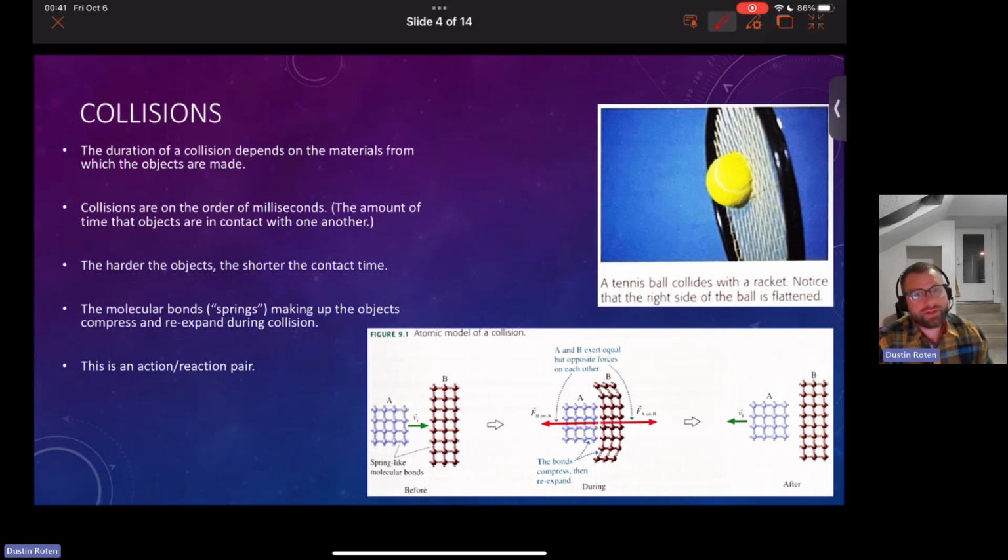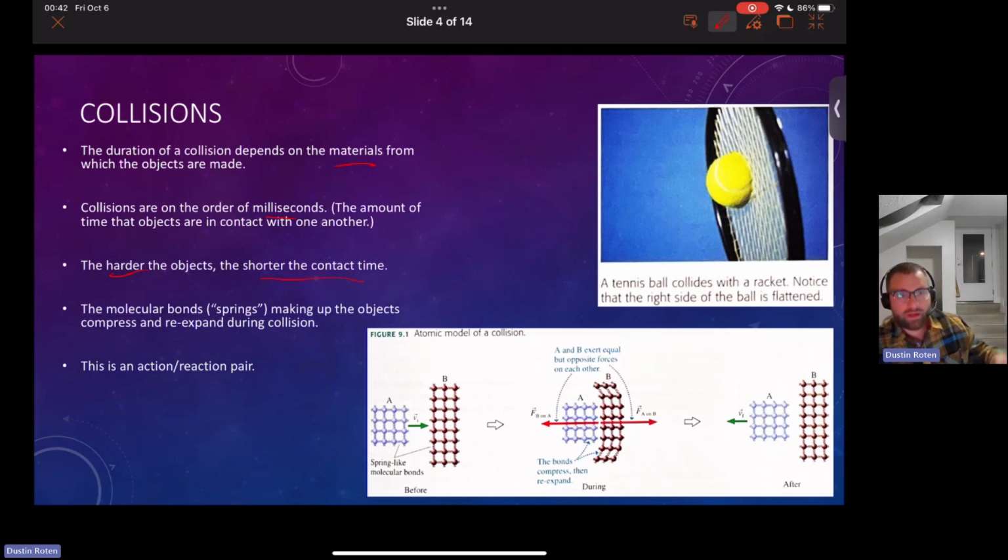The duration of a collision really depends on the materials from which the objects are made. If you play pool, you know that two pool balls collide and bounce apart really quickly. But if you're jumping on a bed as a child, the interaction between you and the mattress is much longer, because the materials in a pool ball and a mattress are very different. So the materials these things are made out of are important. Collisions are generally on the order of milliseconds, so these interactions are quite brief. The harder the objects, just like the pool balls, the shorter the contact time.